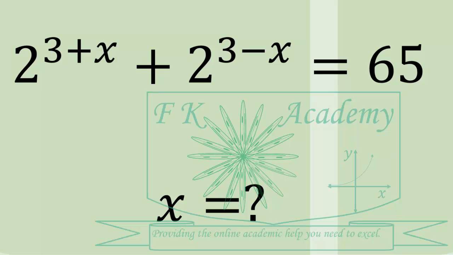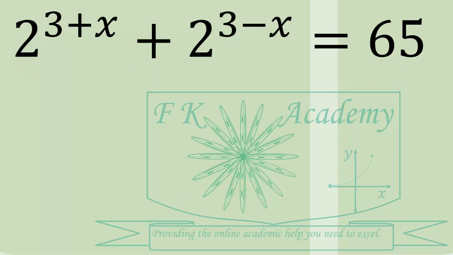2^(3+x) + 2^(3-x) = 65. What is the value of x? We can apply the laws of indices to solve this exponential equation.